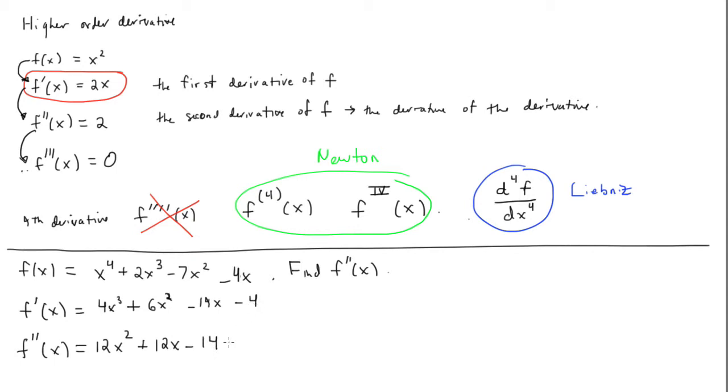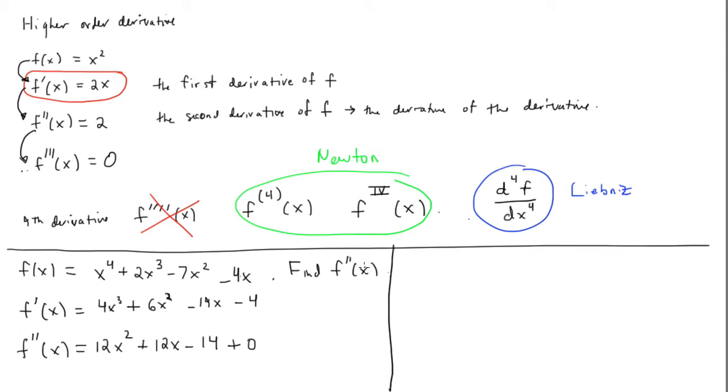And the derivative of 4 is 0 because it's a constant. So I'll go ahead and write plus 0 here, but we really don't need that. Okay? So all we did was just keep taking the derivative. Did it once, did it another time to get the second derivative. Not a big deal. Okay, so let's look at one more example of this.